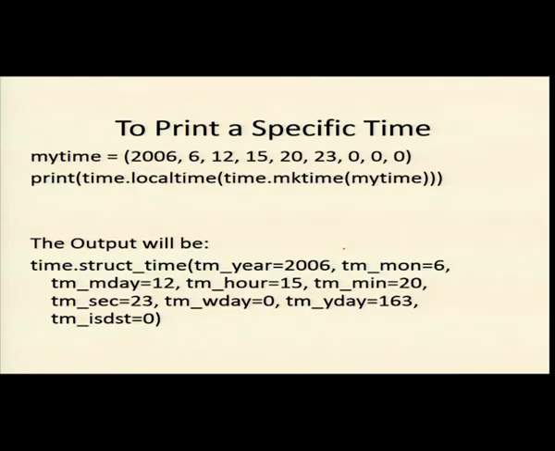Next is to print a specific time. If I want to print the time with year 2006, 12th date and 6th month, I can type it as 2006, 6, 12, 15, 20, 23. What does it mean? 3 o'clock, 20 minutes, 23 seconds. If I give print time dot local time, time dot make time of my time, the output will print whatever input I have given. This is how I print a specific time.